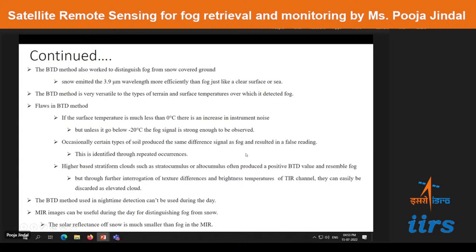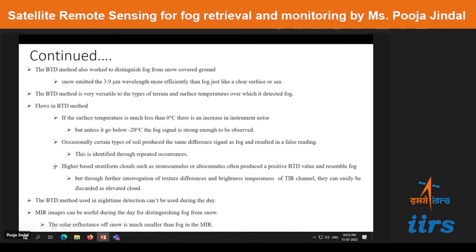Therefore, we may have a false reading. Sometimes the snow is there and we may detect it as fog. But for this problem also, there is a solution because fog is not an all-time phenomenon. However, soil is always there. So if we have repeated observations and there is a positive difference during the whole day, we can easily reject those pixels, saying that these are because of certain types of soil and not due to the fog.